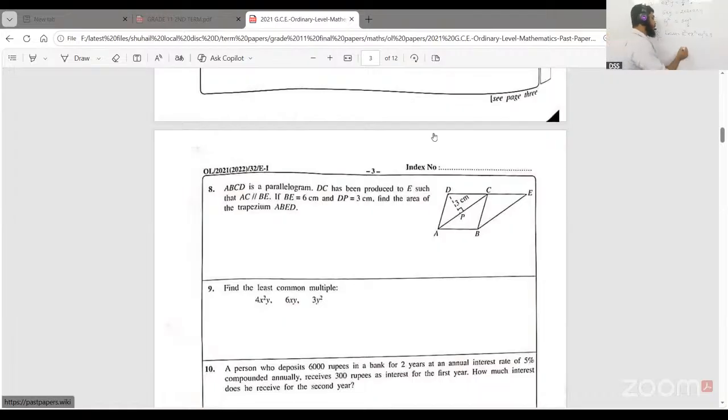Now you multiply everything. 2 squared is how much? 4. 4 into 3? 12. So 12 x squared y squared will be the answer for LCM. Sorry, 12 x squared y squared will be the answer for this. You get 2 marks even for writing 12 x squared y squared.